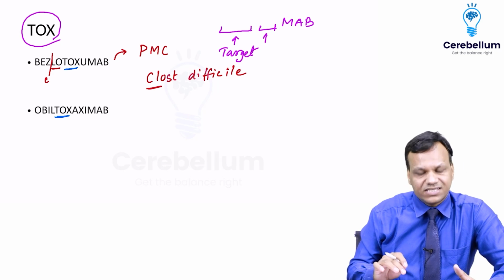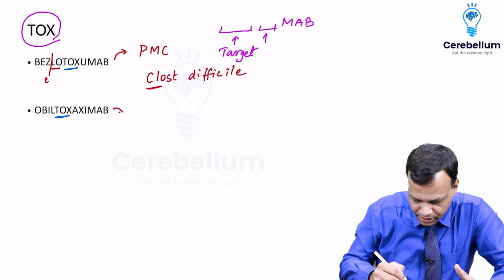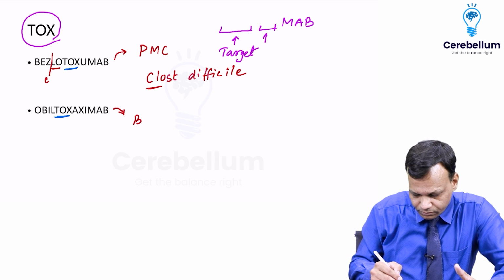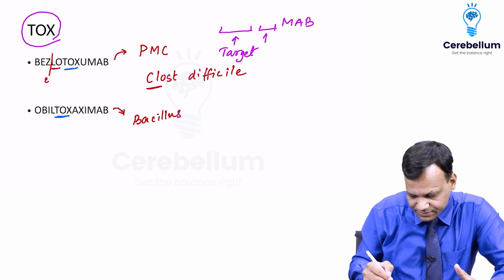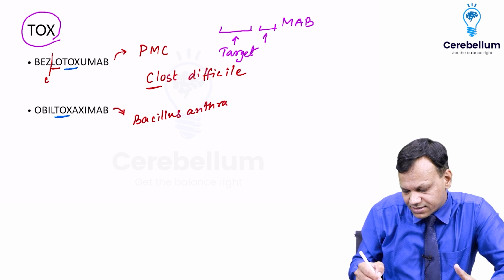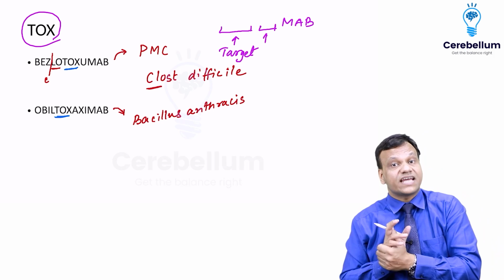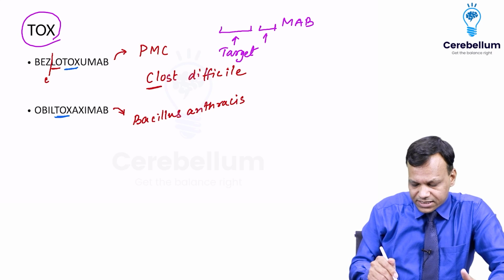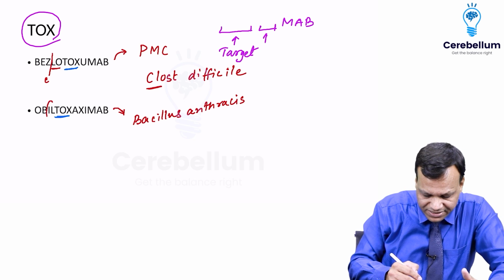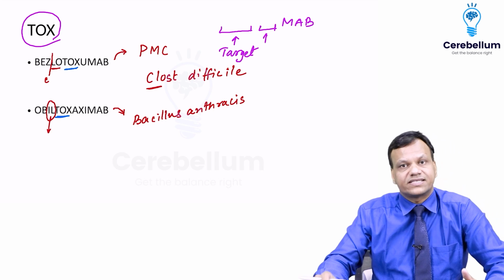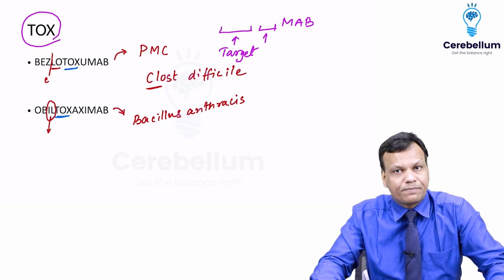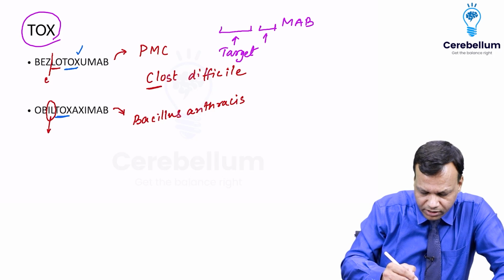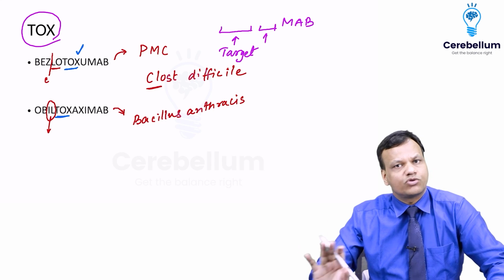Similarly, obiltoximab is a monoclonal antibody against the toxin of Bacillus anthracis. Bacillus means anthrax. It is against anthrax, so the toxin of anthrax bacteria. You can see it contains "ill", so "ill" is telling the bacillus. So it is a monoclonal antibody against bacillus. No need to remember. If you want to remember, you can remember bagilotoxumab, obiltoximab, or you can skip.